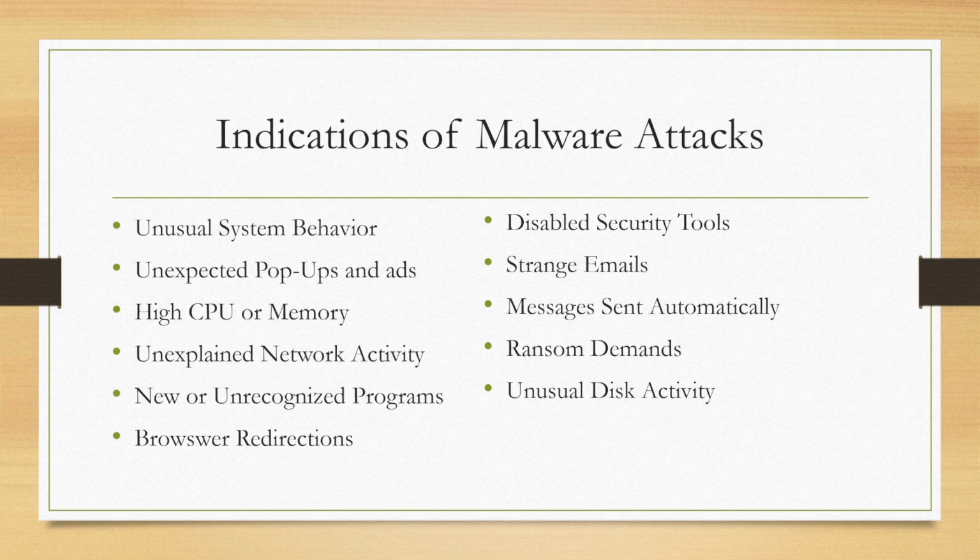So what's going on here? We can have disabled security tools. All of a sudden, our antivirus is turned off or our firewall got turned off. Well, how did that happen? We have strange emails popping out, such as worms or bots trying to use our email system to spread their message. We can have ransom demands. Well, that's an easy way to know we have ransomware. And then we could definitely have unusual disk activity on our system itself.